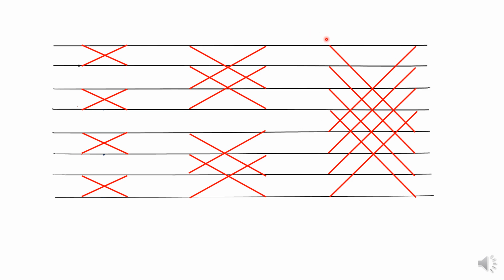Similarly, for stage 3, 1 is connected to 5, 2 is connected to 6, 3 is connected to 7, 4 is connected to 8, and 5 is connected to 1, 6 is connected to 2, 7 is connected to 3 and 8 is connected to 4. So this is with respect to drawing the skeleton. So we need to know how to draw the skeleton.